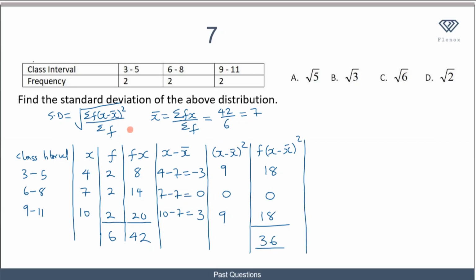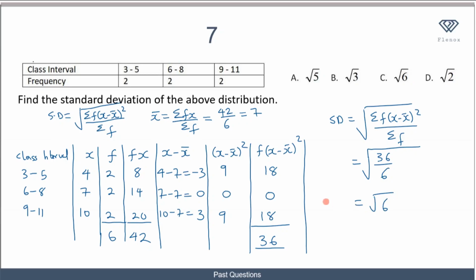So as we've written before, our standard deviation is given as the square root of summation f into bracket x minus x bar squared over summation of f. So what will that become? That will become the square root of, what is the sum of f times x minus x bar squared? We got that to be 36. So 36, and the sum of our frequencies is 6. I know that 36 divided by 6 is what? 6. So the standard deviation is equal to the square root of 6. And what option corresponds to that? Option C.